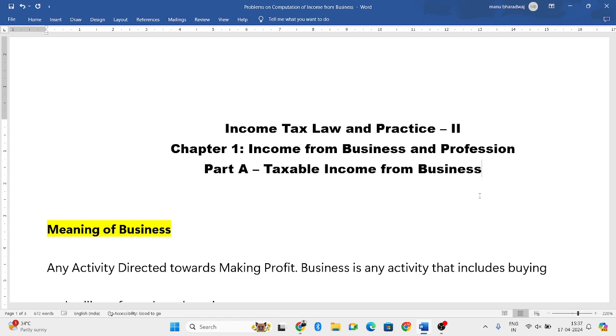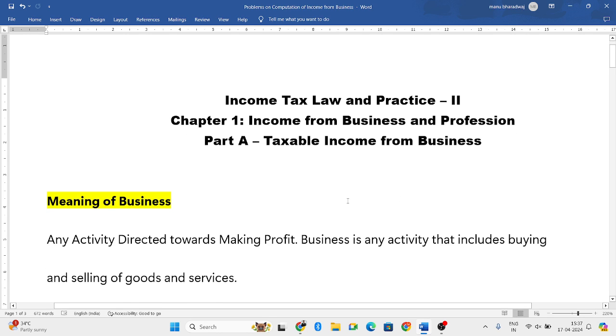It is one of the easy chapters, and this chapter has more weightage in your examination because there are many chances that you get two questions in section B. Chances are there: one from taxable income from business or taxable income from profession, or else even in section C you may expect two questions from this chapter. So it's one of the easiest and very interesting chapters.